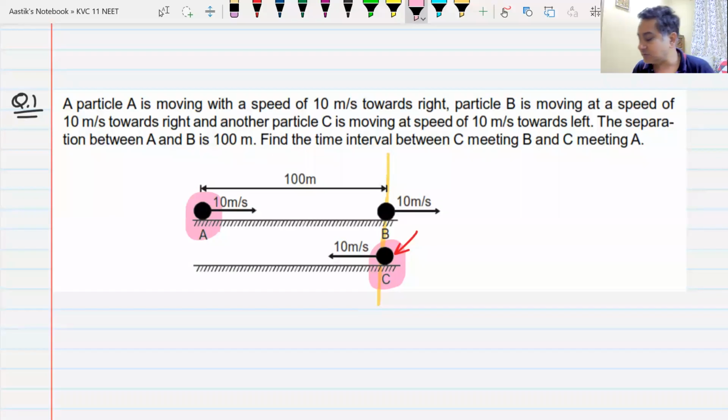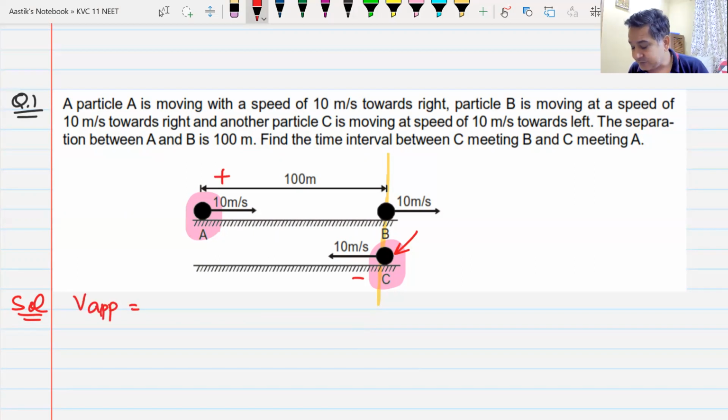Yes, bacha, how do you get the answer? Any idea? The simple form is A is going to meet C or C is going to meet A. Now you first find the velocity of approach. This is plus 10. This is minus 10. Plus 10 minus minus 10 will be equal to 20 meter per second. Yes or no? 20 meter per second is the velocity of approach. Do we get this?